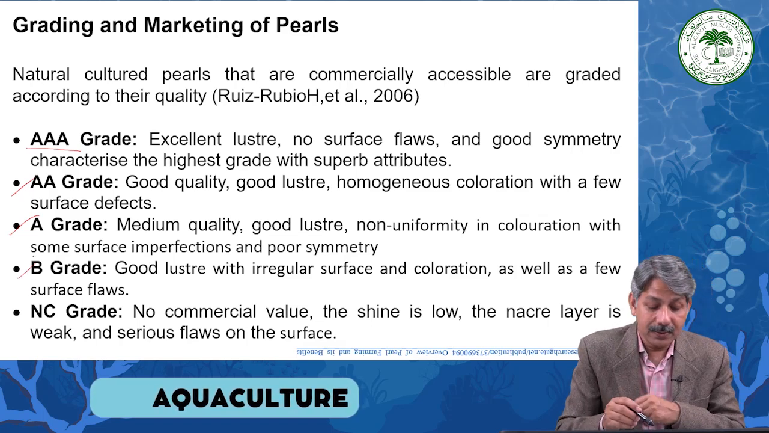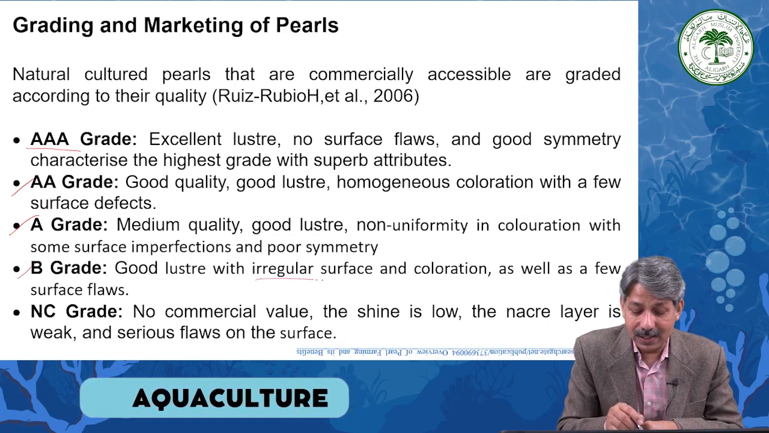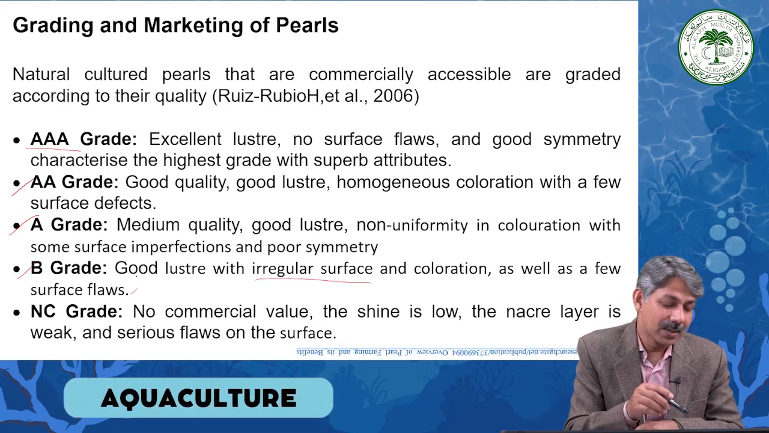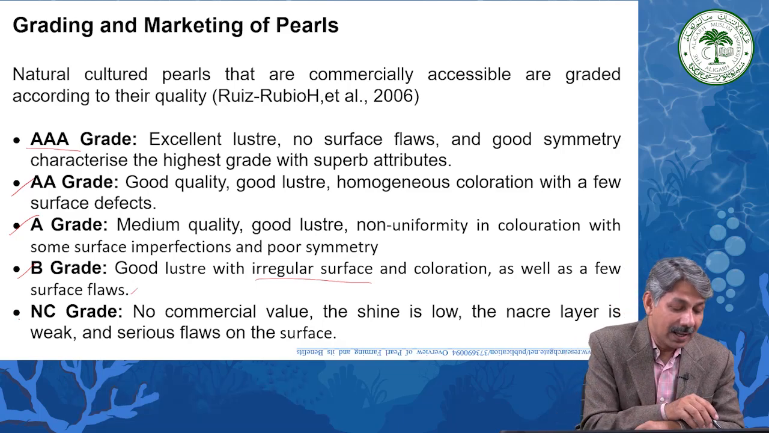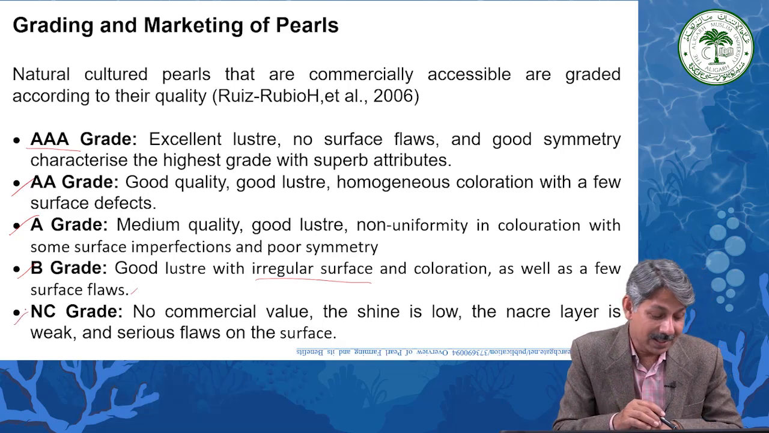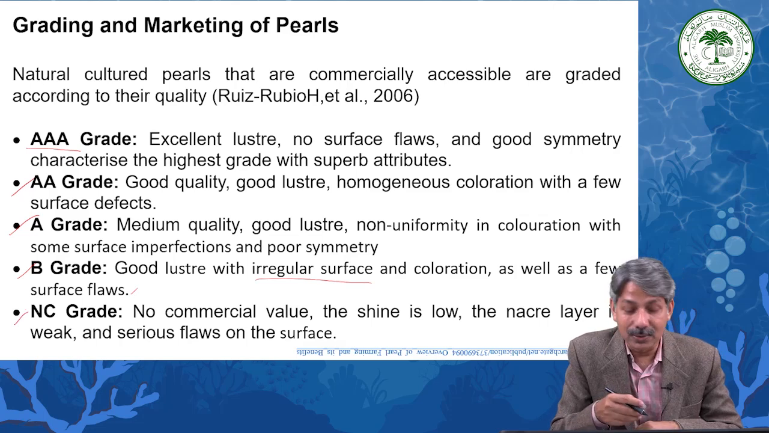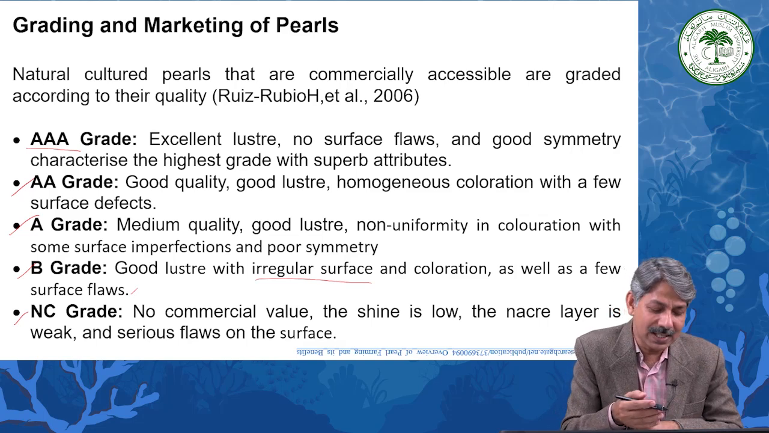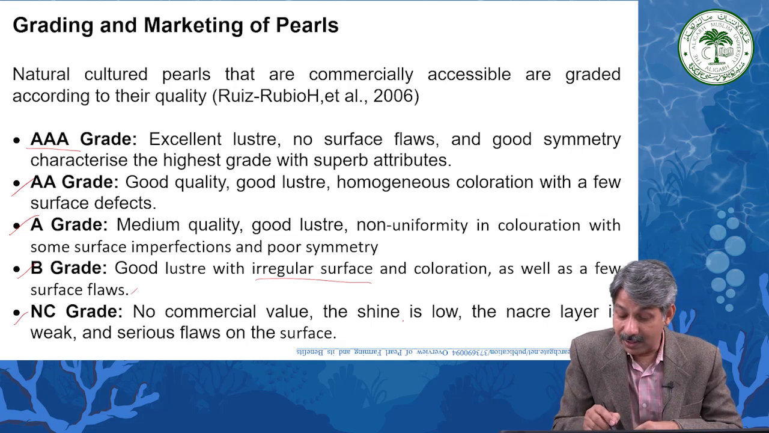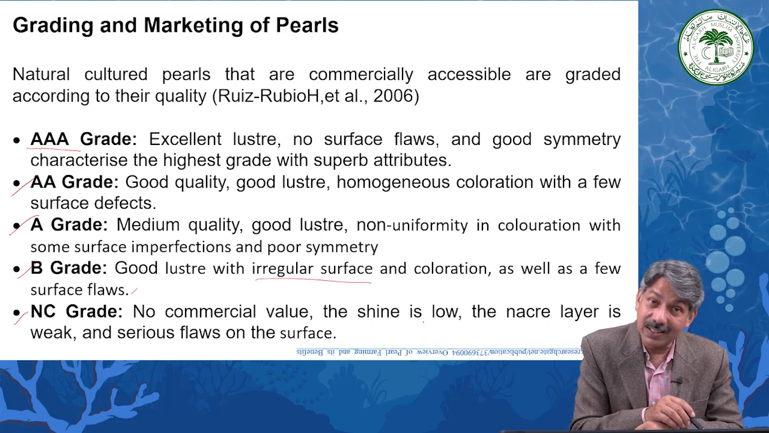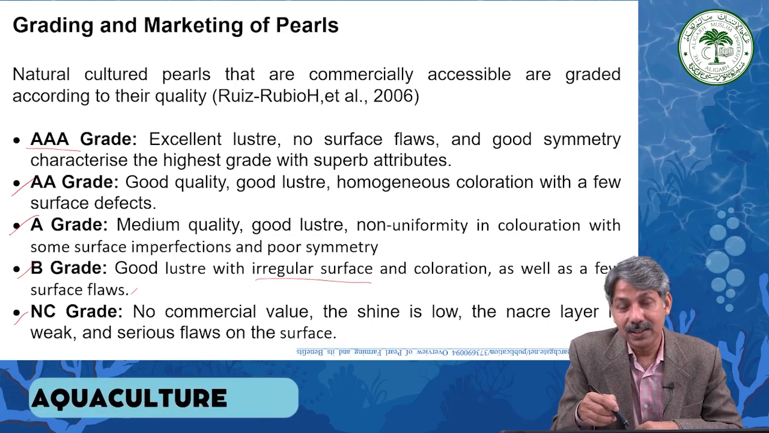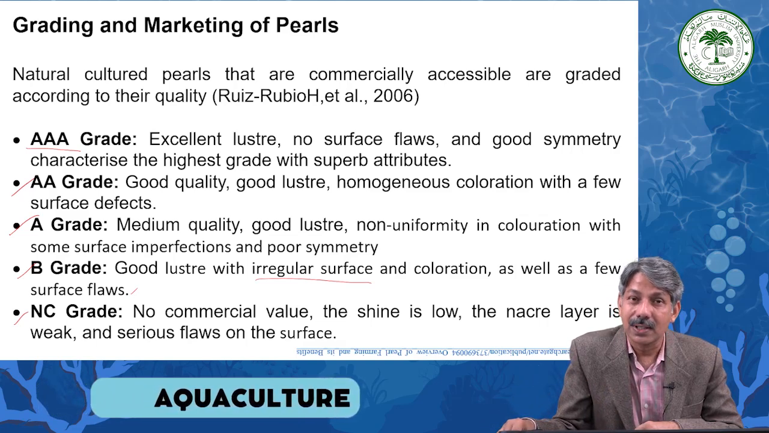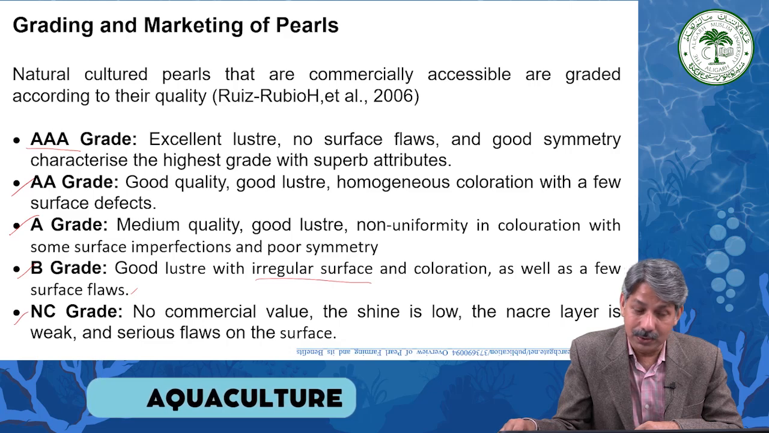Then we have B grade, where good luster is there but with irregular surface and coloration, and a few surface flaws can also be seen. So that is given B grade. And the last one is NC grade, which is not suitable commercially; you can say low commercial value or no commercial value. The shine is low, the nacre layer is weak, and there are serious flaws on the surface. That is graded as NC, and that is the grade which no pearl farmer will like to have.